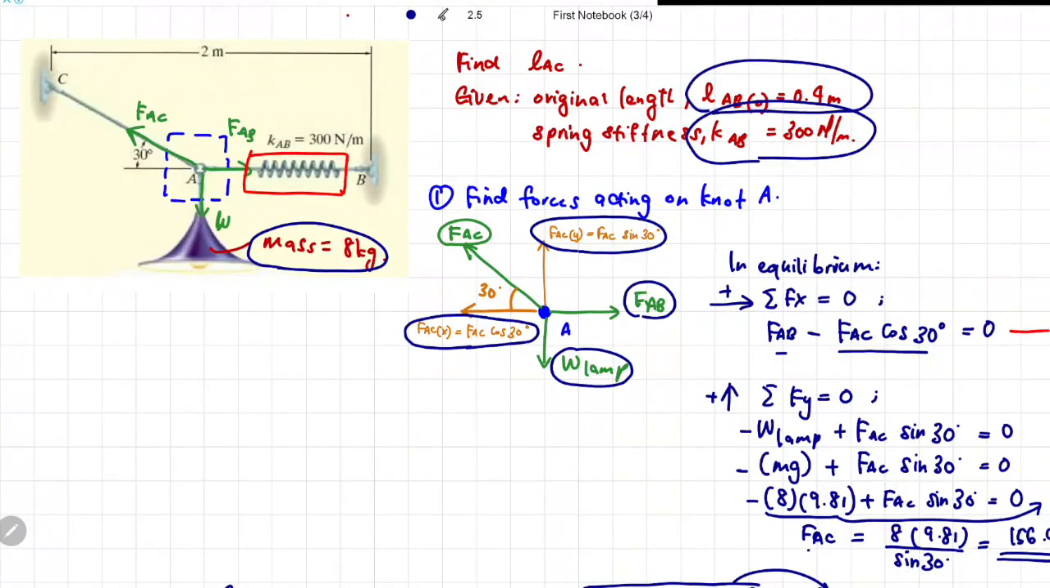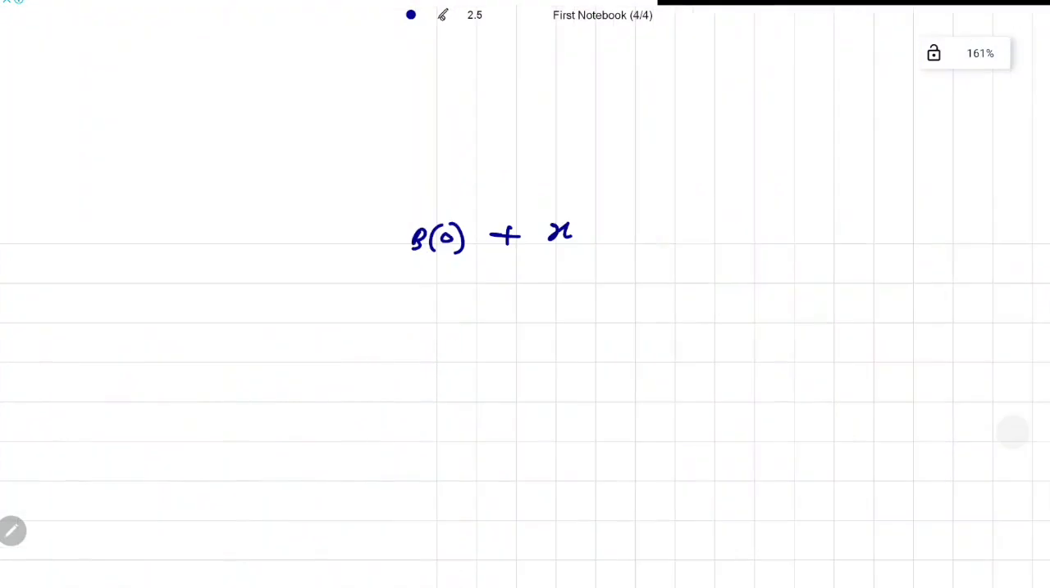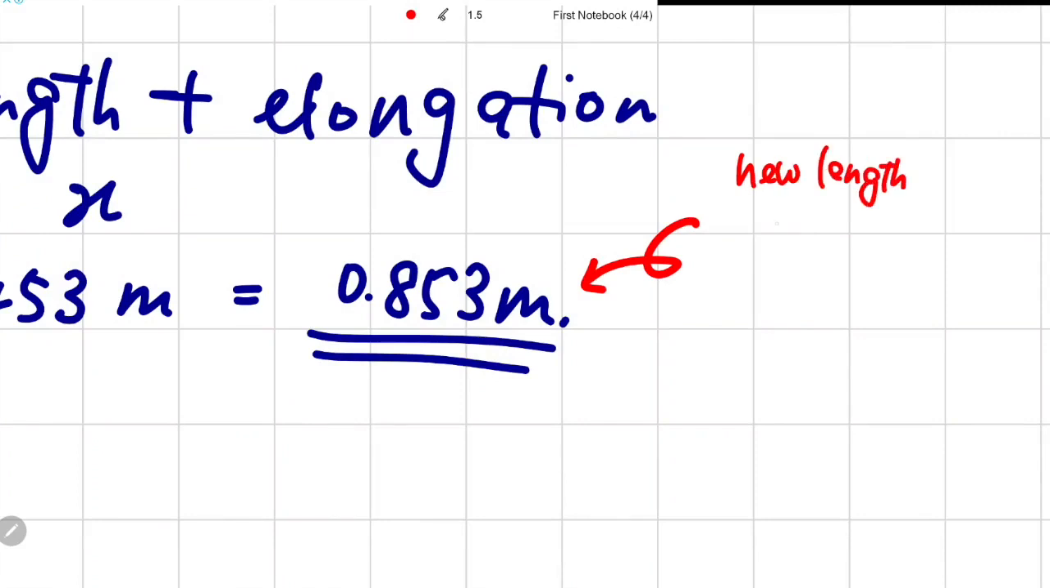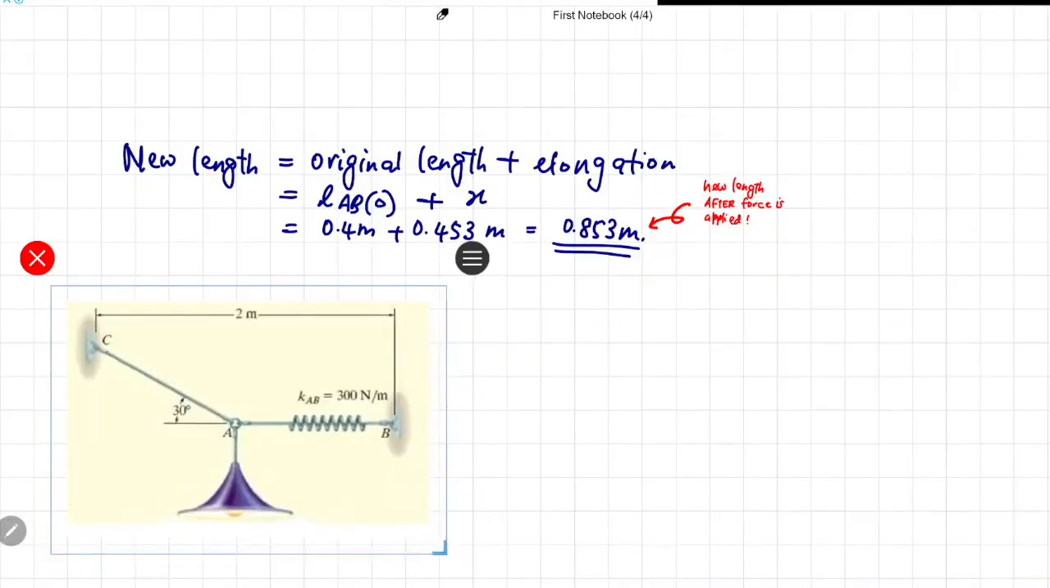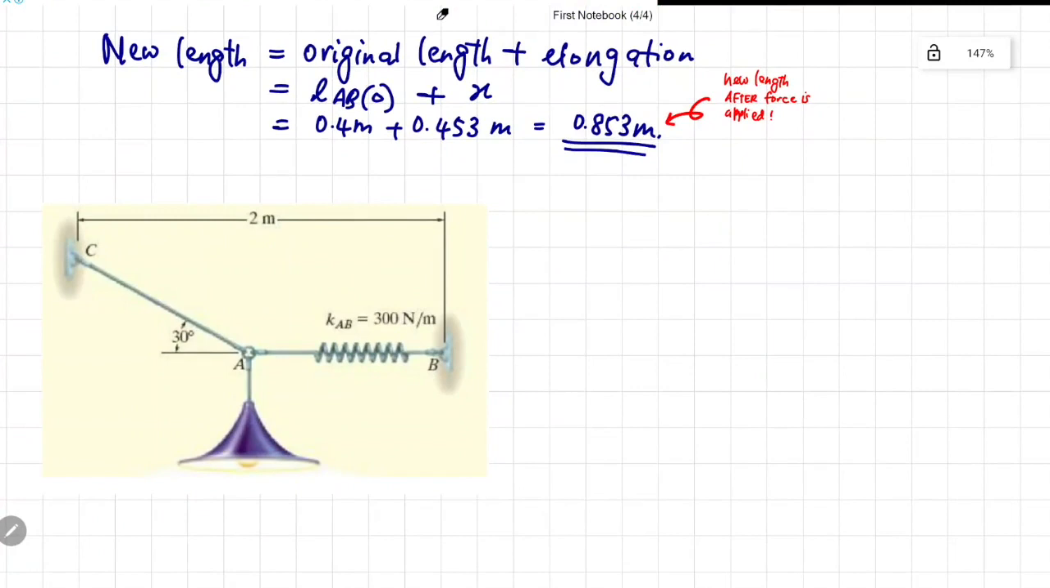The original length of the spring is already given in the question, whereby they say that the original length of the spring is 0.4 meter and the elongation is 0.4531. So we substitute these two values into our equation and we will get the new length of the spring to be 0.853 meter. So this length is the new length after force is applied to it. Or in other words, this is the new length of the spring when the lamp is being held in equilibrium. Let me just paste the image on this worksheet so that it is easier for us to refer for our calculation. So, the new length is calculated to be 0.853 meter.